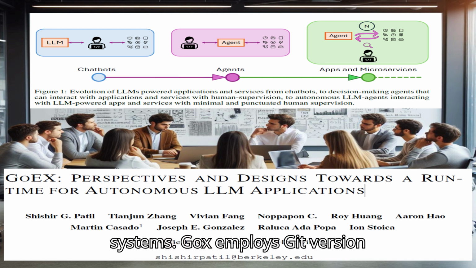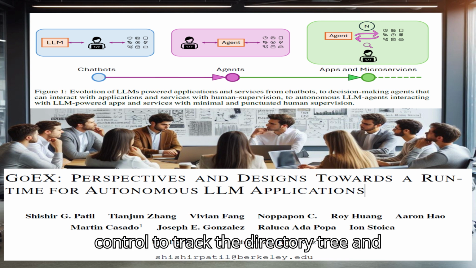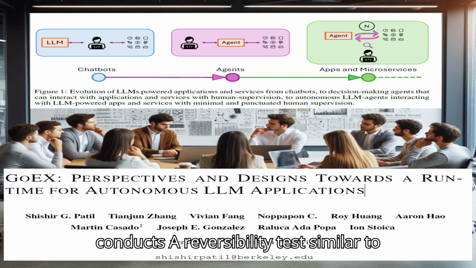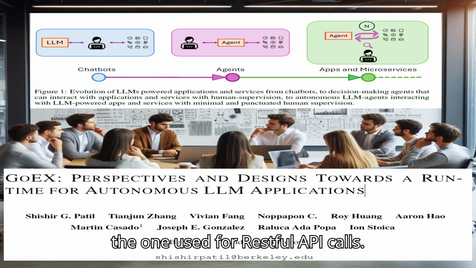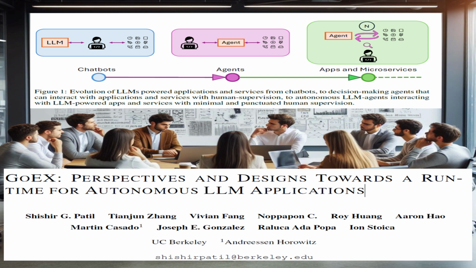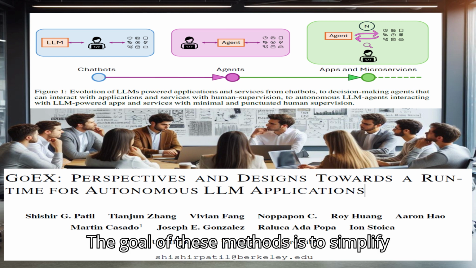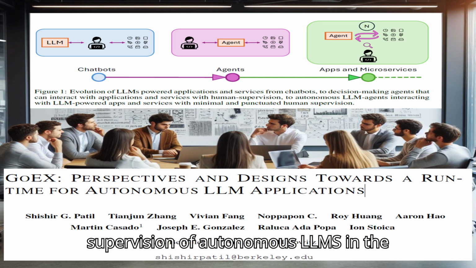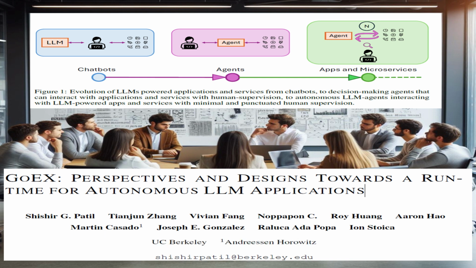File systems. GOEX employs Git version control to track the directory tree and provide reversibility. It also conducts a reversibility test similar to the one used for RESTful API calls. The goal of these methods is to simplify and enhance the safety of human collaboration with, delegation to, and supervision of autonomous LLMs in the future.